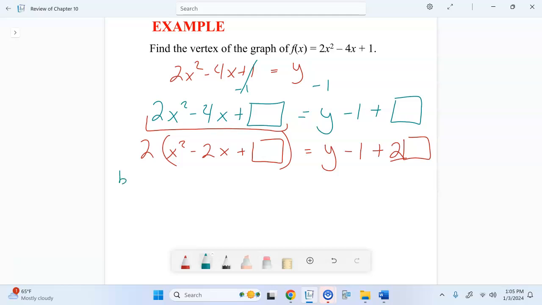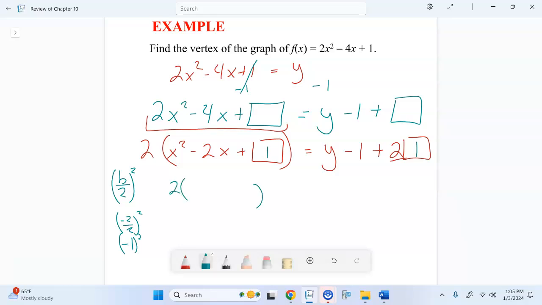So we've got b over 2 squared, that's our formula. What's our b value now? Negative 2 is our new b value. So negative 2 over 2 squared, negative 1 squared. What's negative 1 squared? 1. 1 is what goes in the box. So now we can factor. Keep the 2. It doesn't go away.